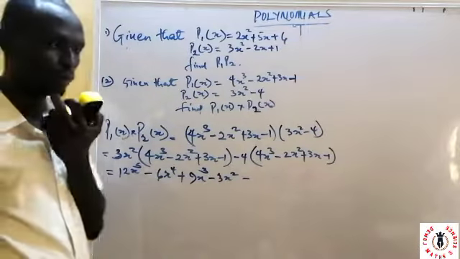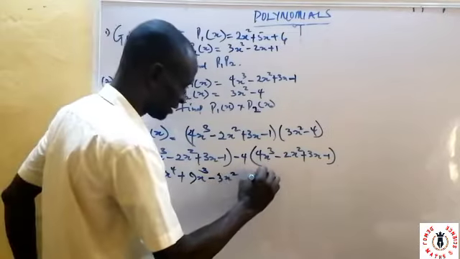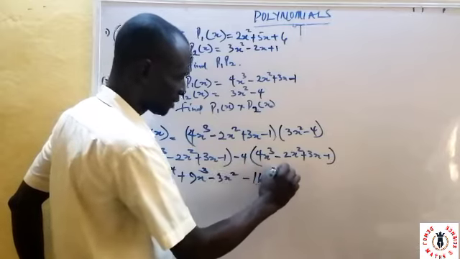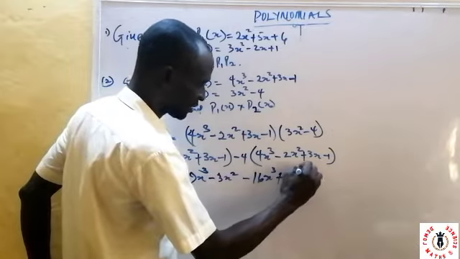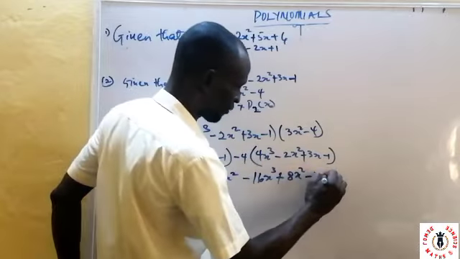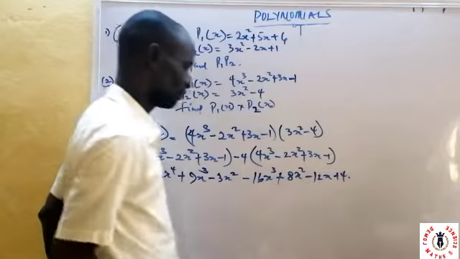Now you have minus 4. Minus 4 times 4, that's 16x raised to the power 3. Minus times minus becomes plus 8x raised to the power 2. Minus times 3 becomes minus 12x. And minus times minus 1 becomes plus 4.